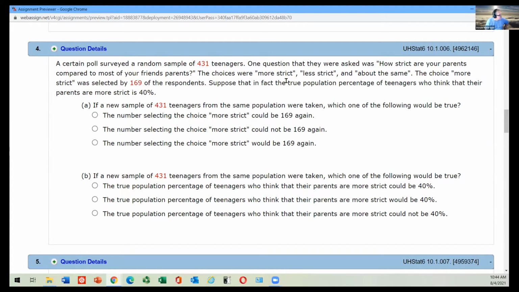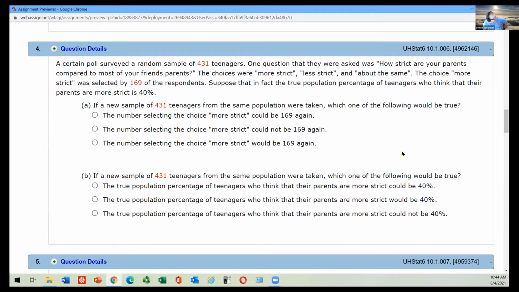And then it goes on and says, suppose that in fact the true population percentage who think that their parents are more strict is 40%. Okay, so there's a lot of information here. If you took a new sample of 431 teenagers and asked them the same question, which of the following would be true?